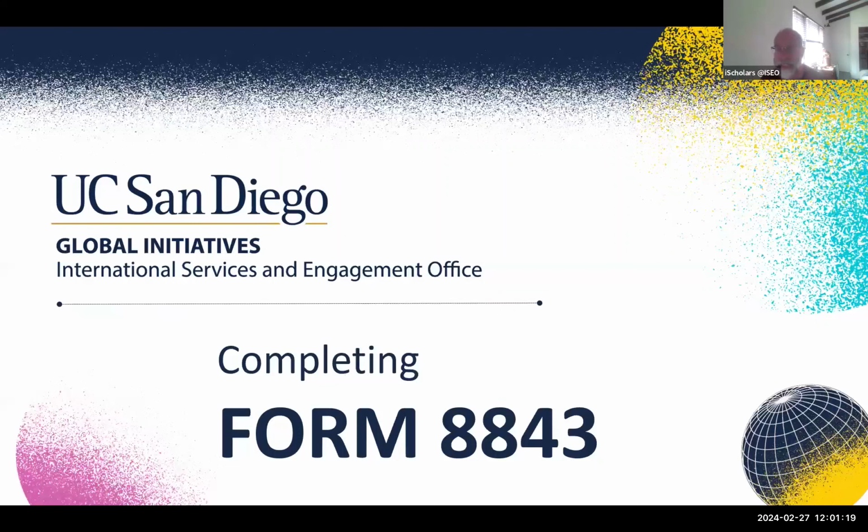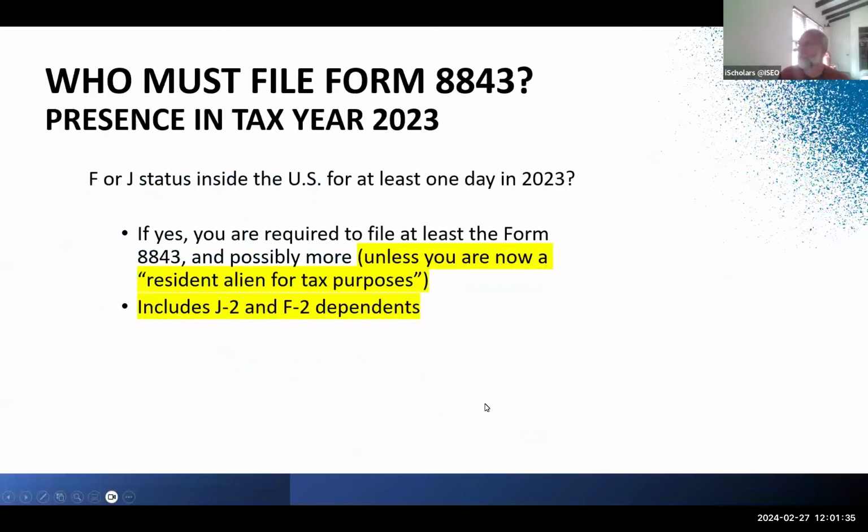So this session is designed for persons who only need to file the federal Form 8843 to meet their tax year federal filing obligations. So who needs to file this form? Basically, if you are in F or J status and were present in the United States for at least one calendar day in 2023, then you need to file the Form 8843, at least the Form 8843.